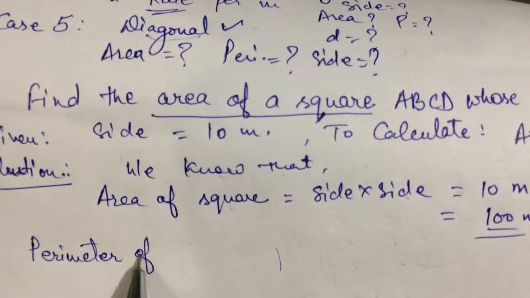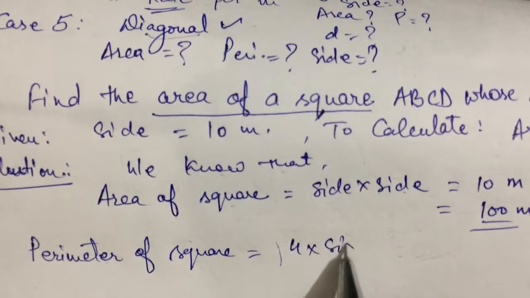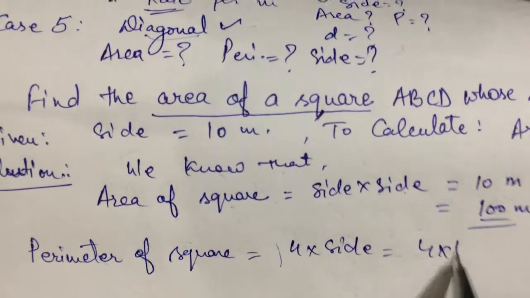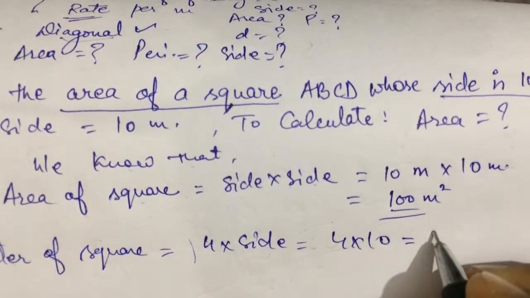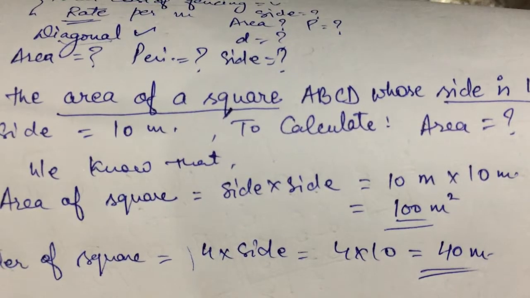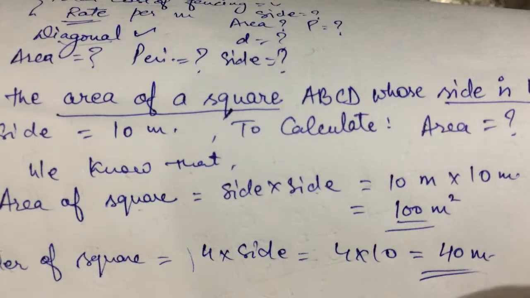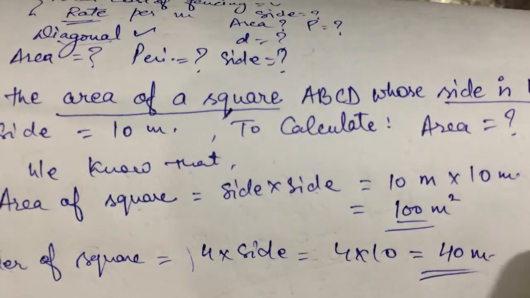Perimeter of square. What is the formula of perimeter of square? 4 into side. You know the side. 4 into 10. How much it is? 40 meter. That's it. So I think case 1 is very much clear to all of my tier students.